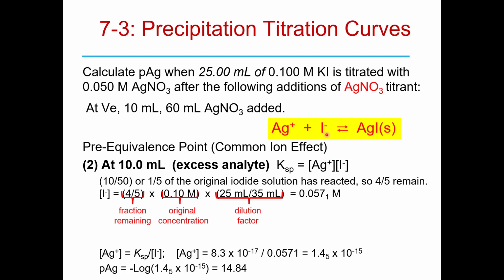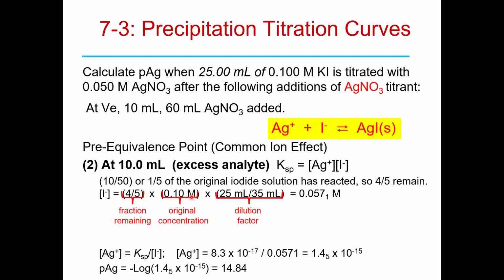The other thing we need to do is account for the fact that now our volume has changed. The concentration of iodide is going to change because we've diluted the solution. We started out with 25 milliliters, but now we've added 10 milliliters, so we've got a bigger volume of solution. All of that is shown here as different parts. So what is the equilibrium iodide concentration? Well, it's 4/5, the fraction of iodide remaining that we just figured out.